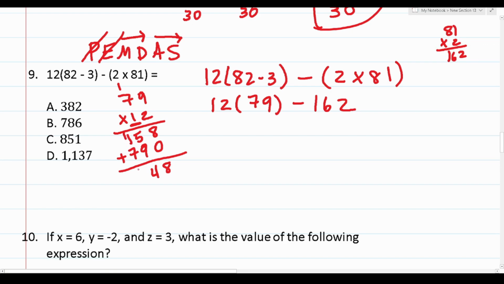7 plus 1 is 8, plus 1 is 9. So this becomes 948 minus 162. We have no multiplication or division left. The only thing we have left is subtraction, so we'll go ahead and do that now.